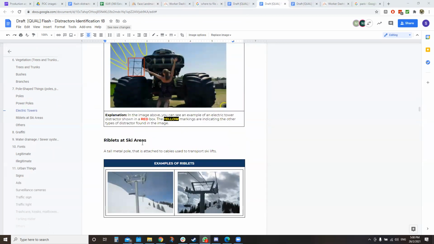Riblets at ski area. So the riblets are these things, where the skis pass by. Okay, so your guidance is to make sure there's snow around the area and you can see a chair, then you know it is actually a riblet.